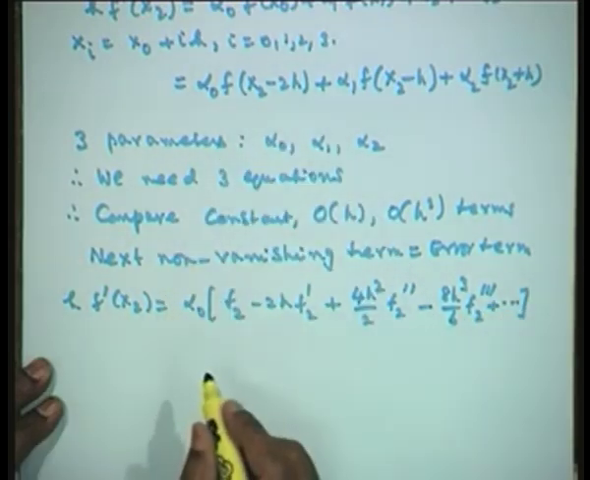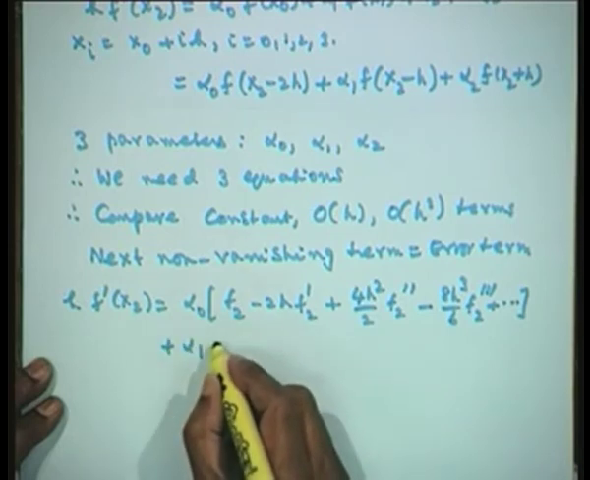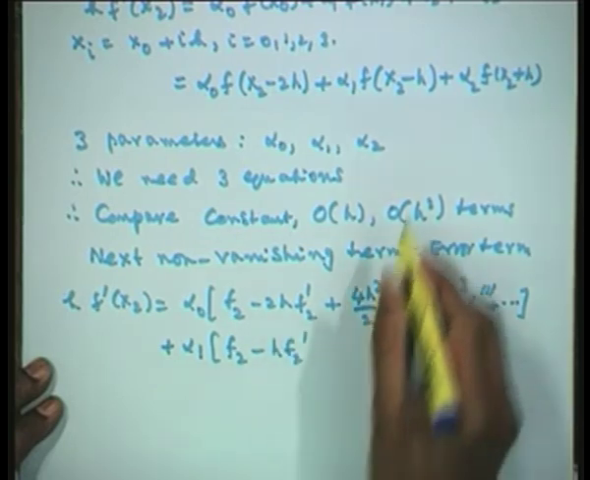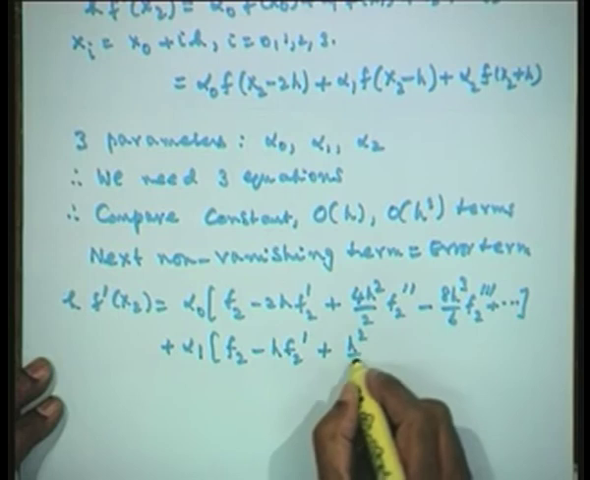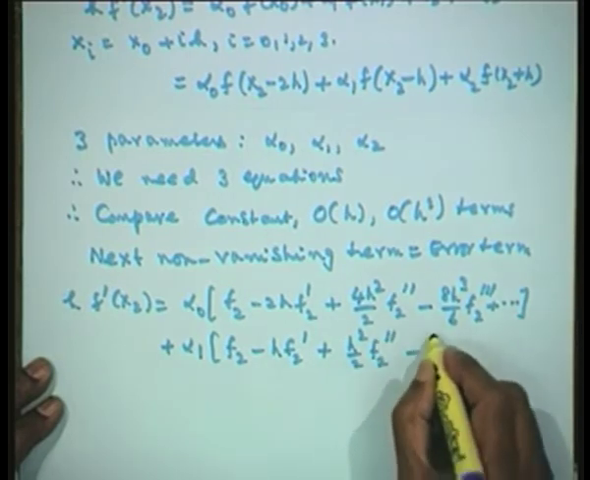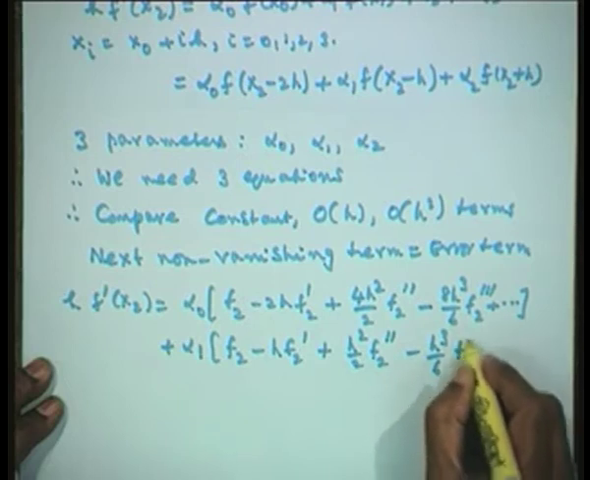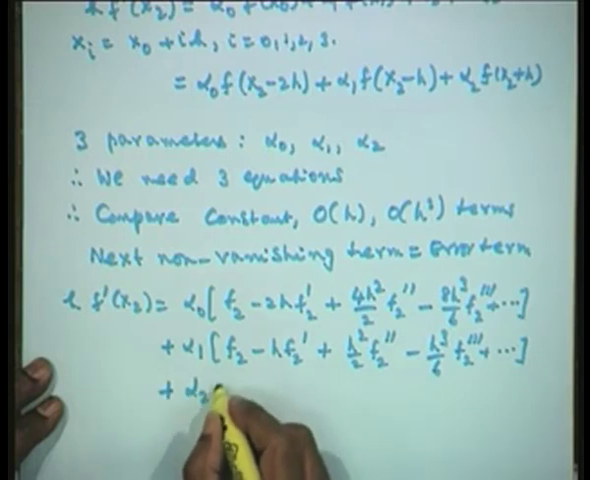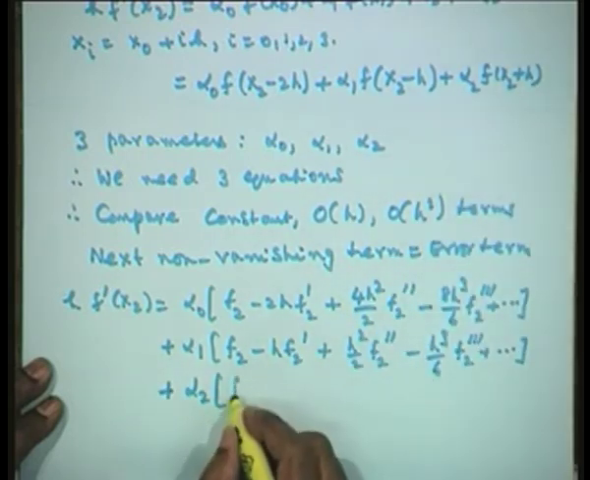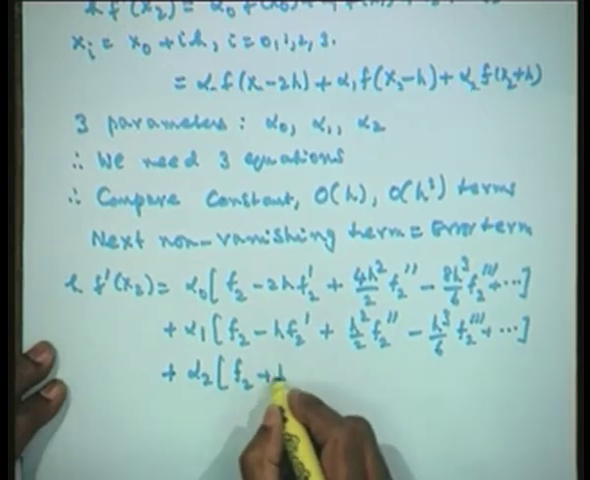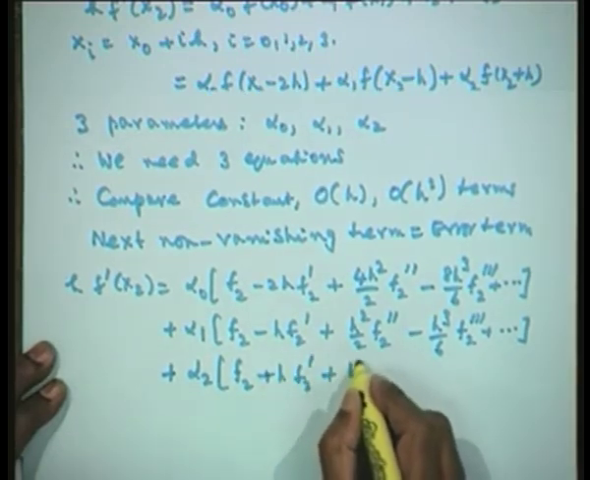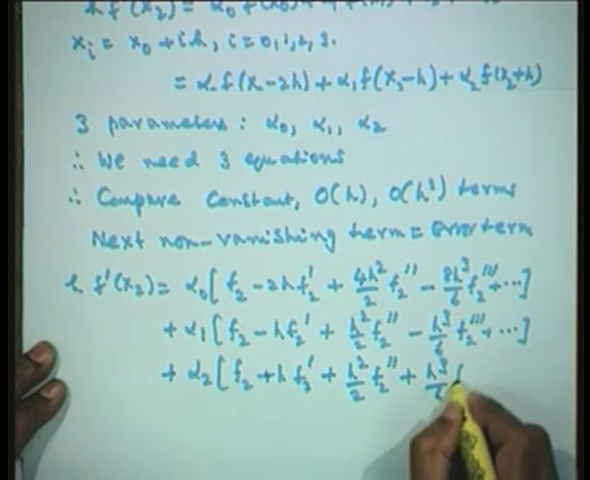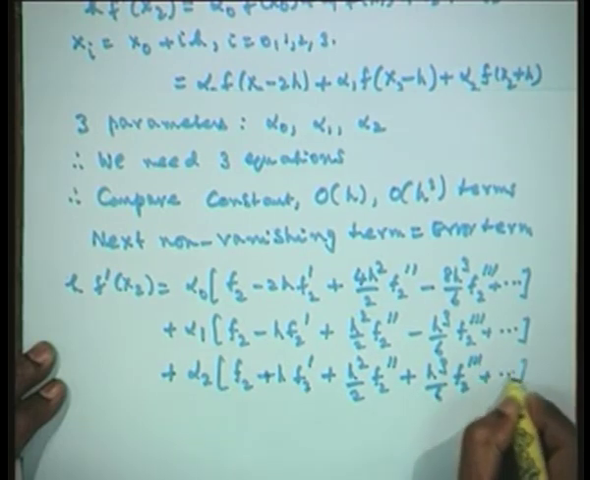This is the expansion of the first term. The second term is alpha 1 f of x 2 minus h, f 2 dash plus h square by 2 f 2 double dash minus h cubed by 6 f 2 triple dash and so on. And the third term is alpha 2 at x 2 plus h, therefore, f 2 plus h times f 2 prime plus h square by 2 f 2 double prime plus h cubed by 6 f 2 triple prime and so on.